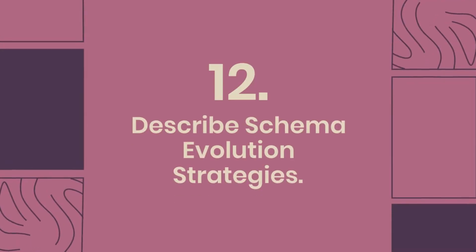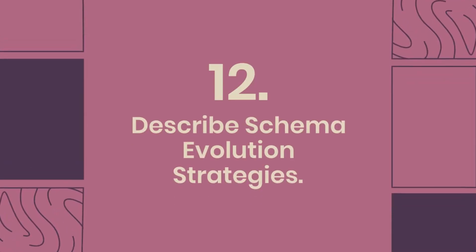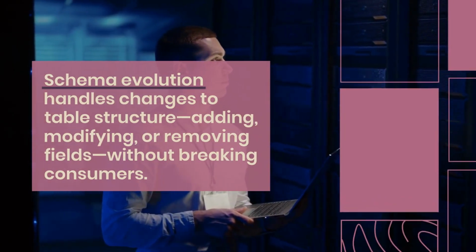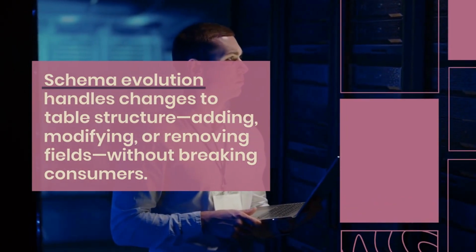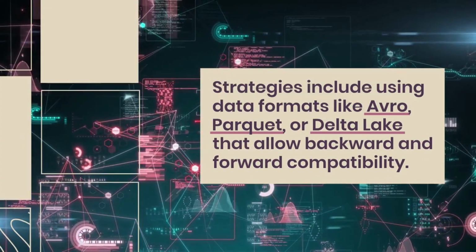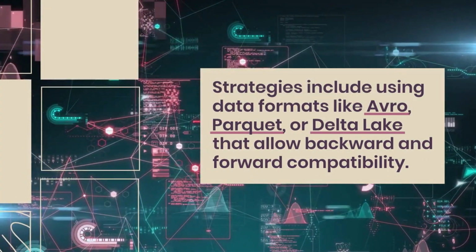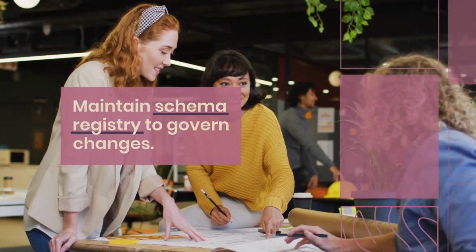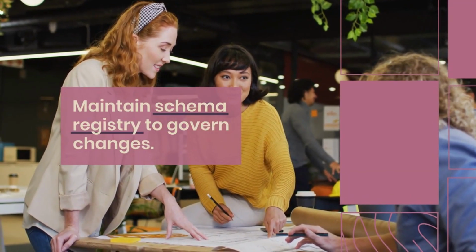12. Describe schema evolution strategies. Schema evolution handles changes to table structure, adding, modifying, or removing fields, without breaking consumers. Strategies include using data formats like Avro, Parquet, or Delta Lake that allow backward and forward compatibility. Maintain a schema registry to govern changes.